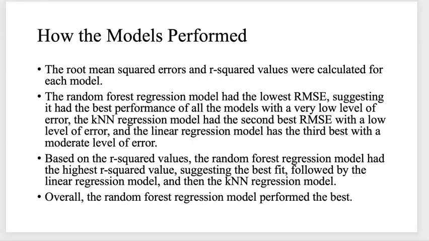So to understand model performance, the root mean squared errors and R-squared values were calculated for each model. The random forest regression model had the lowest RMSE, which suggested that it had the best performance of all the models because that represented a very low level of error. The KNN regression model had the second best RMSE with a low level of error, and the linear regression model had the third best, and it had a moderate level of error.